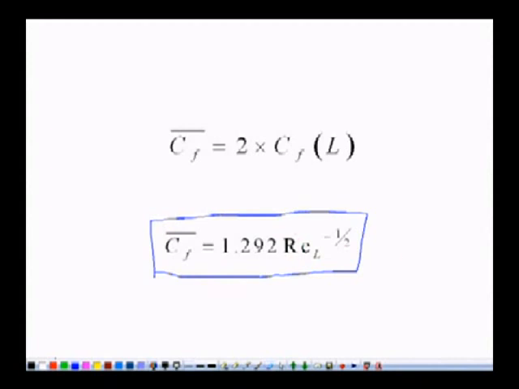Re_L, which is equal to what? Re_L is equal to rho u infinity multiplied by L, where L is the length of the plate in the direction of the flow, divided by mu. Substitute here, multiply by this, and we will get Cf bar. Once we get Cf bar, we can get the drag. So in this manner, we can get the drag value.